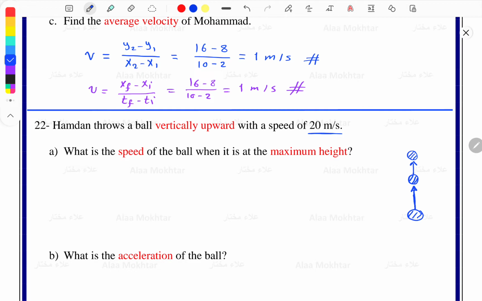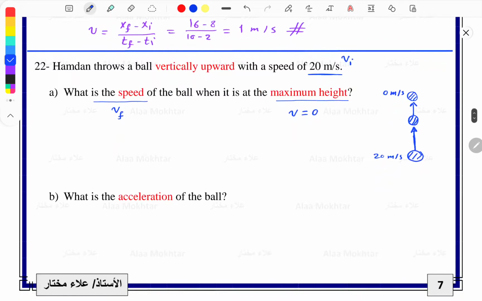Great. So 20 meters per second is V initial. What is the speed of the ball? We need final velocity when it is at maximum height. I said at maximum height velocity equals zero. To start with 20 meters per second, the velocity decreases more and more and reaches 0 meters per second at the highest point.